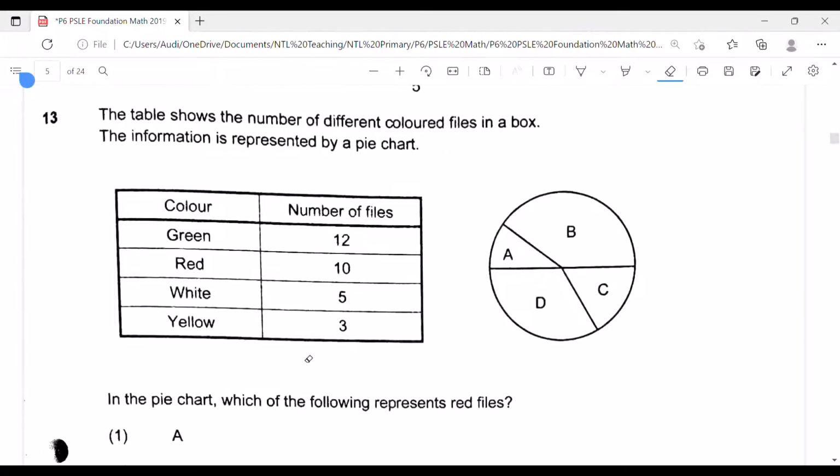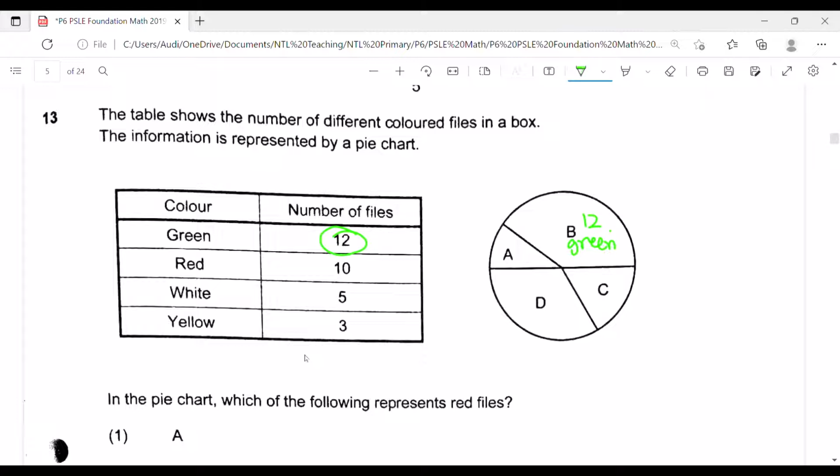Okay, now we're going to do question 13. The table below shows different colored files in a box. The information is represented by a pie chart. So you got the colors, 12 green files, 10 red files, 5 white files, 3 yellow files. Okay, so we know that green has got the biggest number, 12, right? Which means that the biggest area must be this. This is green, and this is 12 green files.